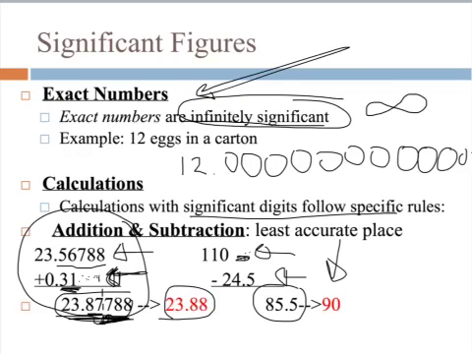So when I subtract these two, I get 85.5, and I can't have this decimal place right here. But before I get rid of it, I need to round. So I look at it to round. If it's a 5 or higher, I round up. So 85 rounds to, let's erase this answer because that's no good, 86. Not 90, 86. That's your answer.